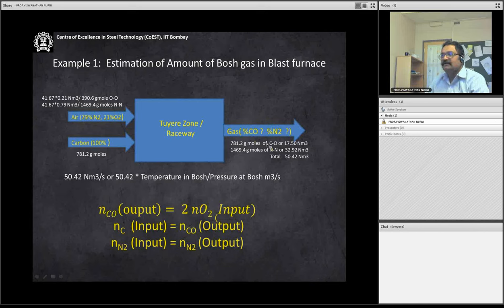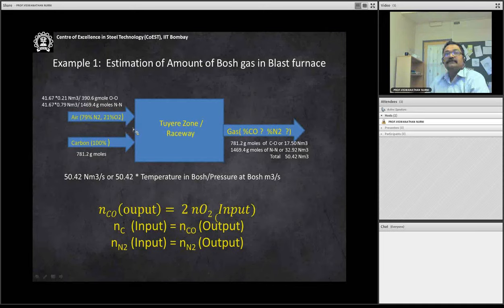Remember, you put in only 41.67 and you got 50.42. This is because for one oxygen, you have produced two CO. So hence the total number of molecules has increased, right? So that is why in the gas phase, you look at here, the number of moles has increased, correspondingly the volume has gone up. And then if you know the temperature in the Bosh and pressure at the Bosh, you can actually calculate the actual volume of the gas in that region. Of course, if you know the cross-section area of that zone, you can even find out the average velocity of the gas in that region.